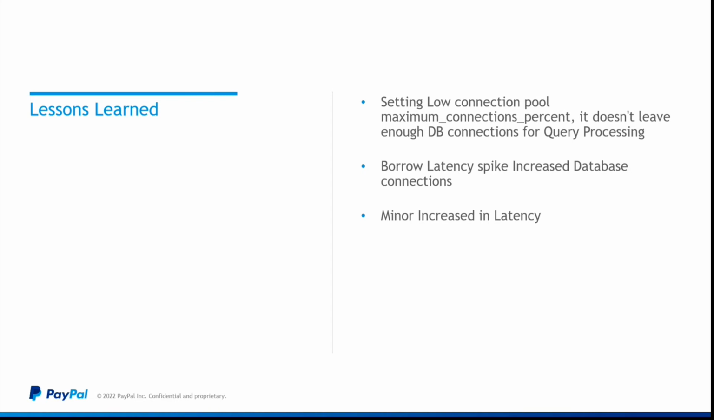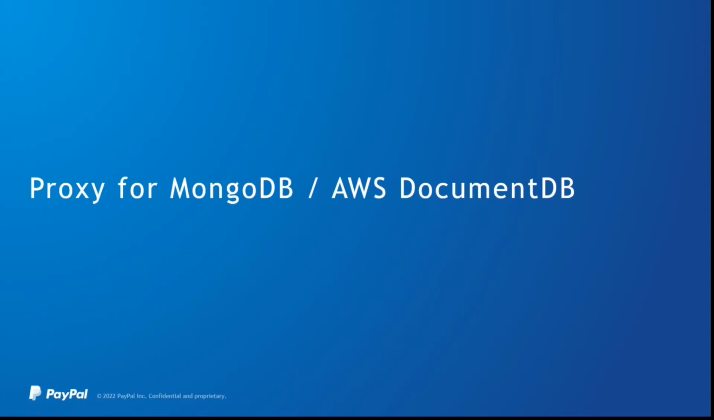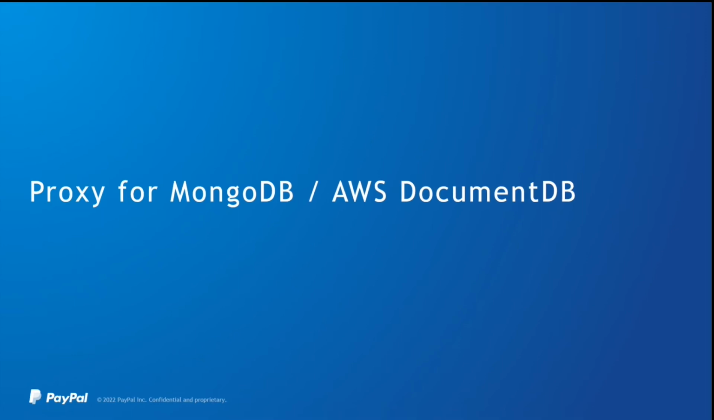Next, we will talk about proxy options for Mongo as well as AWS DocumentDB. Let's take a look at how we solve the connection scaling problem for MongoDB and DocumentDB.